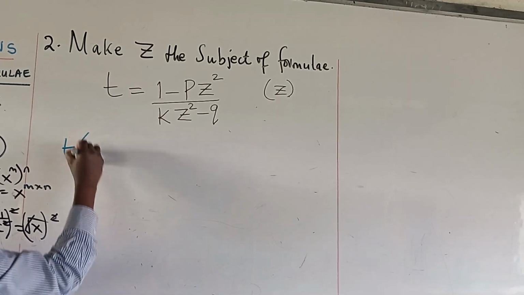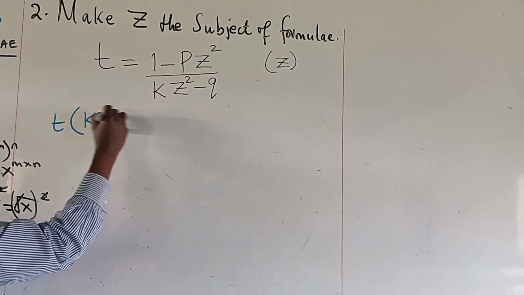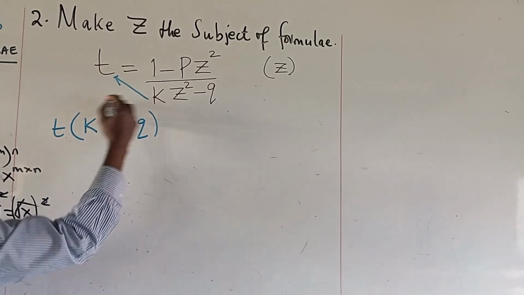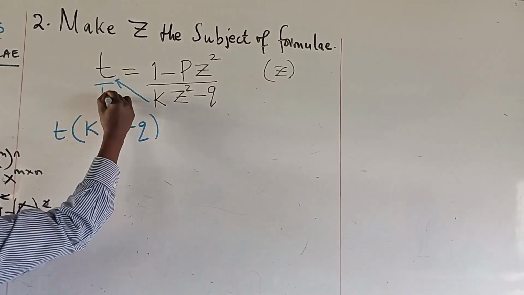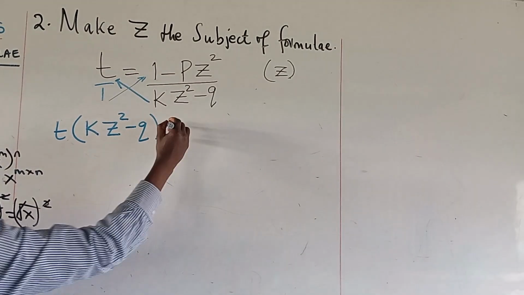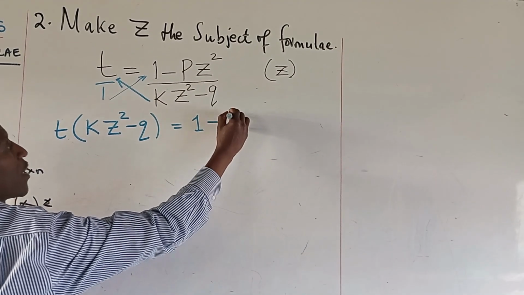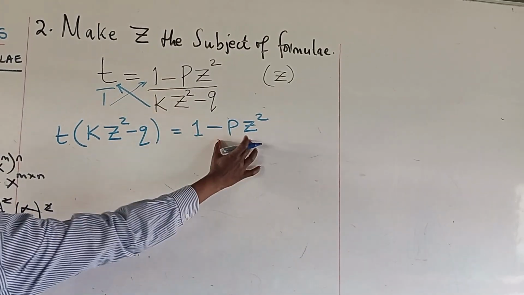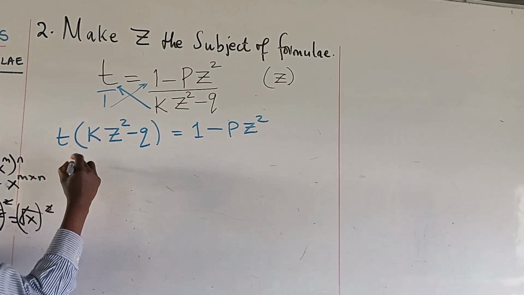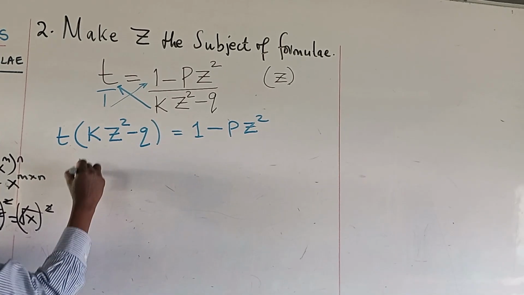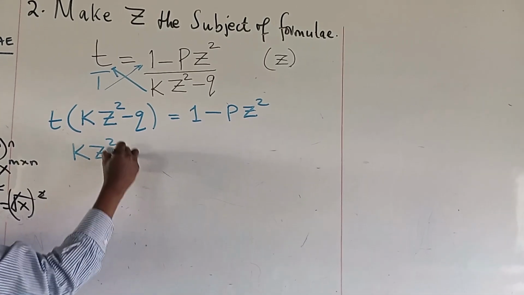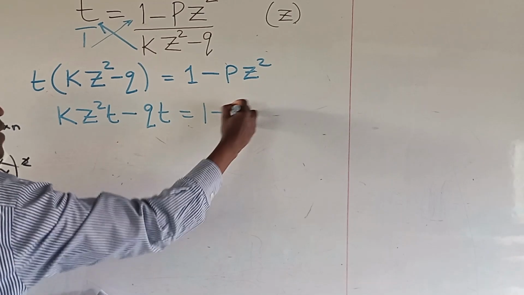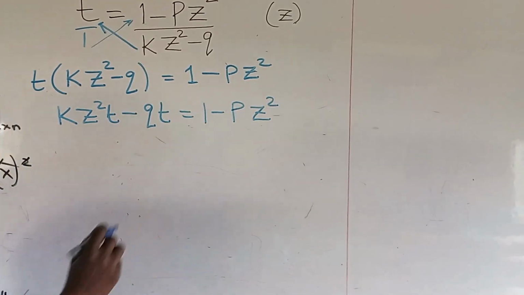We have T multiplied by KZ squared minus Q. So we cross multiply this up here, and here we can assume there is a 1 which we shall cross multiply there. And that gives you 1 minus PZ squared. So 1 times this, it remains the same. So we open the brackets here and we get KZ squared T minus QT is equal to 1 minus PZ squared.